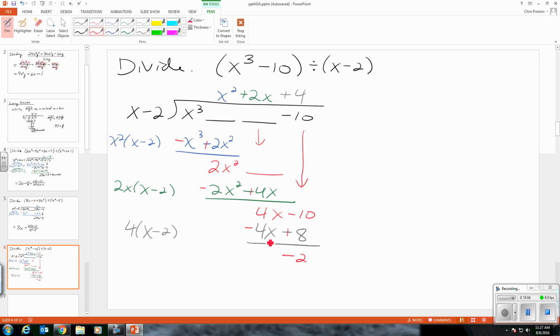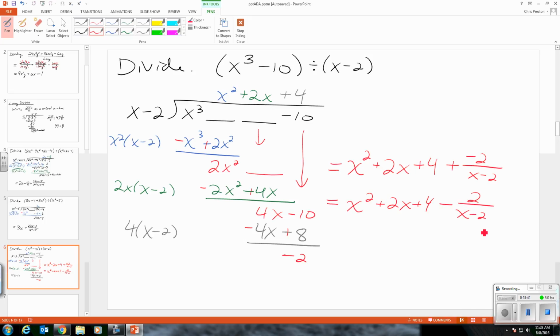So my answer to this problem is going to be x squared plus 2x plus 4 plus negative 2 over x minus 2. Now those 2's don't cancel out because 2 is not a factor, or negative 2 is not a factor of the denominator. You can write it this way, though usually how you would see this written would be in this format: x squared plus 2x plus 4 minus 2 over x minus 2. So they bring that down.